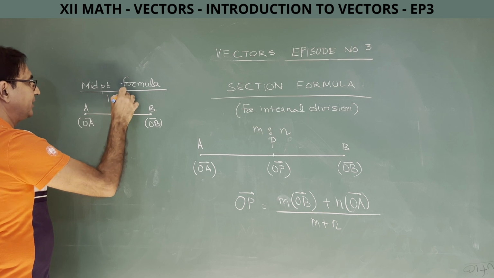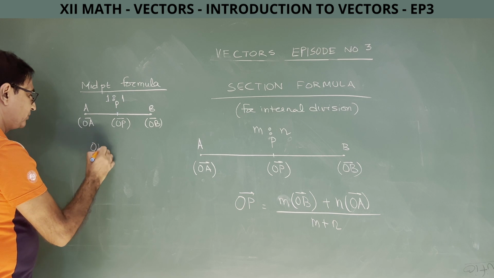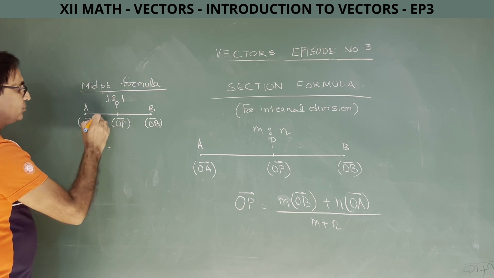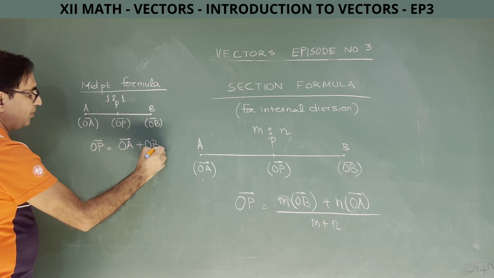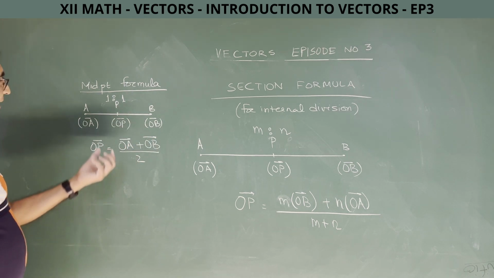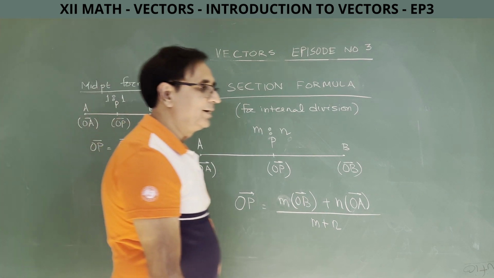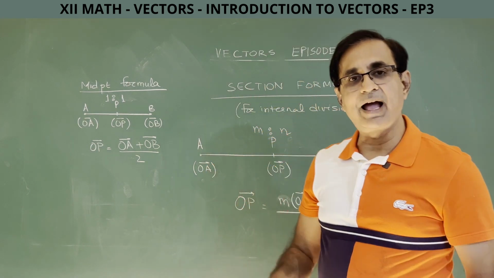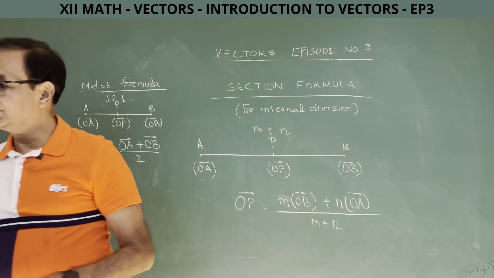So, if P is the midpoint, the ratio will be 1:1, and what will be OP then? Position vector of P will be called OP, 1 times OB plus 1 times OA. So I can write it as OA plus OB upon 1 plus 1, that is 2. So I can roughly say it is the average of the corners. You add them and divide by 2. So the midpoint of line segment AB will have a position vector which will be the average of the position vectors of the endpoints, OA plus OB divided by 2.